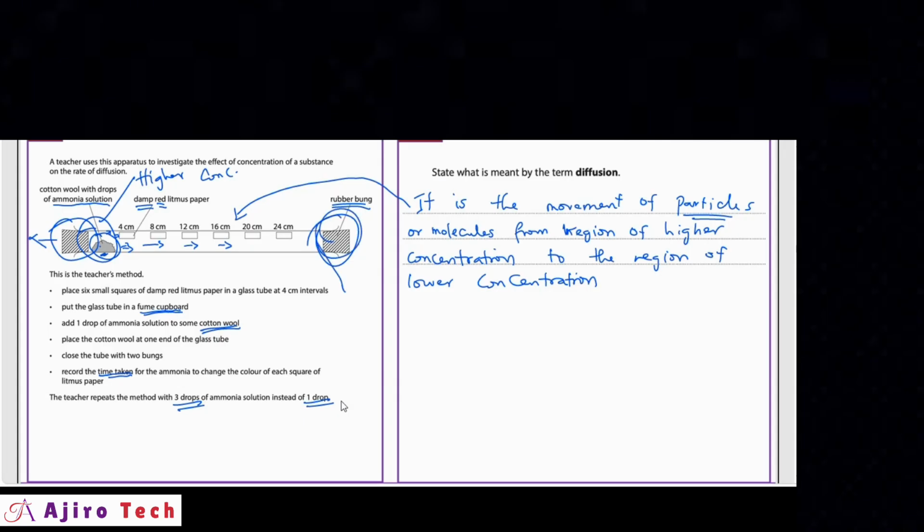So this region is the region of lower concentration. Why is the region to the left the region of higher concentration? Because that is where we place our cutting wood. Then the other region, at the right hand side, will be the region of lower concentration. So the movement of the particles of ammonia from the region of higher concentration to the region of lower concentration, we can see that it matched the investigation perfectly well.